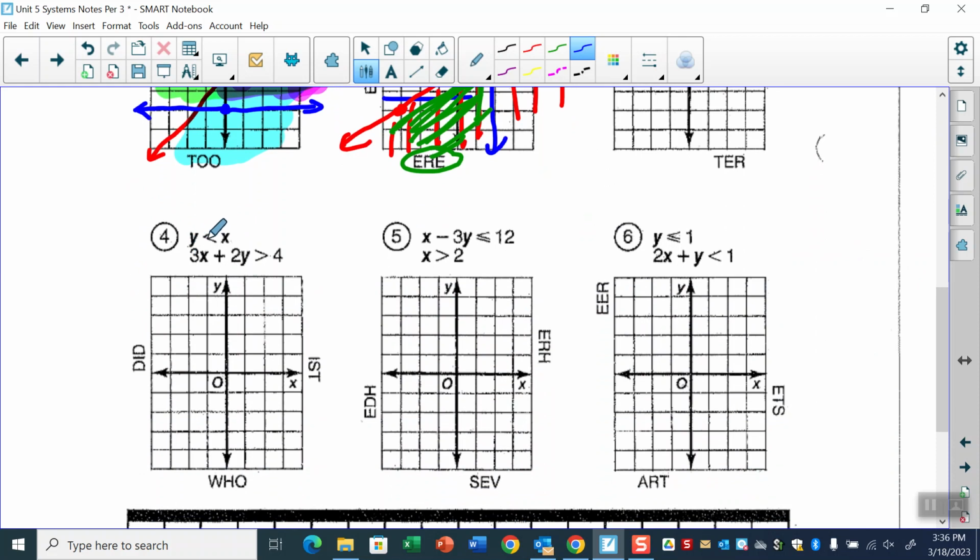This one has 1 in slope-intercept and 1 in standard. So I'll do one more. We've got a slope of 1, and my y-intercept would be 0 because it's like there's a plus 0 here, right? So my y-intercept is 0. My slope is 1, so up 1 over 1, up 1 over 1. But see how this does not have that equal sign, right? It's just the less than. So I'm going to make that a dashed line.